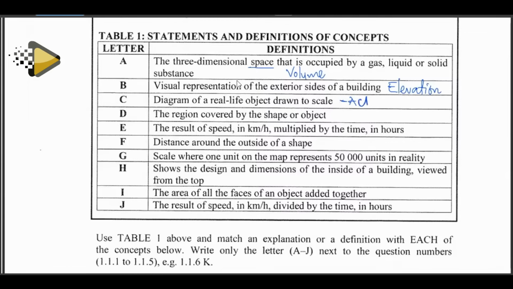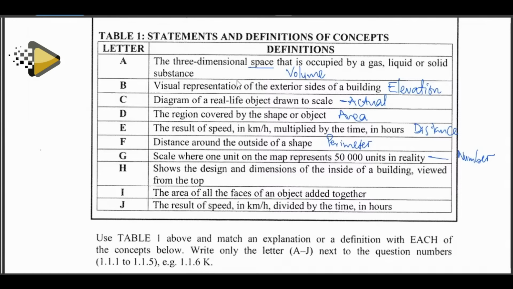The actual what? Could it be the actual diagram of an actual object? Anyway, the region covered by a shape or object. This is area. Then a result of speed in kilometers per hour multiplied by time. This is what? Distance. Distance equals speed times time. The distance around a given shape, this one we call perimeter or circumference, boundary. Then a scale where 1 unit on the map represents 5,000. This one we call a ratio scale or a number scale.